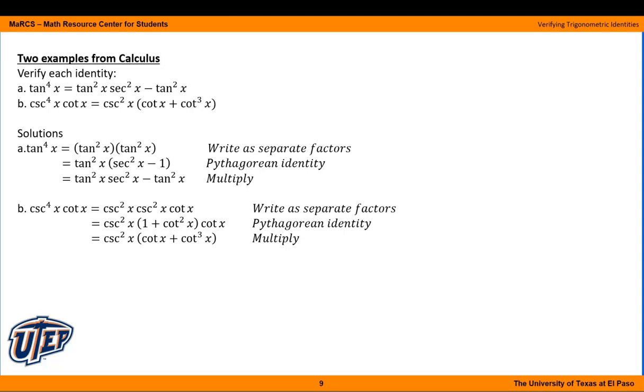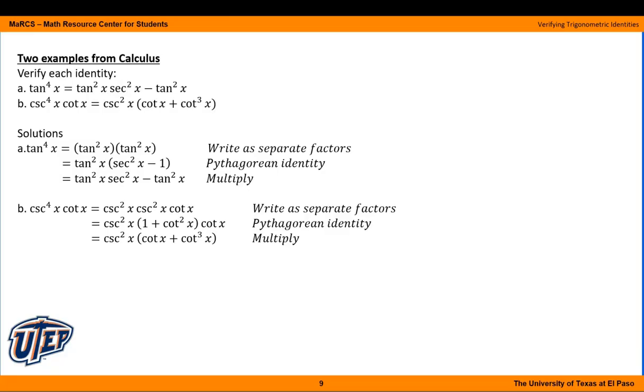Let's finish with 2 examples that frequently appear in calculus. In part A, we start with tangent to the 4th power. We factor it as tangent squared x times tangent squared x. Then we replace 1 factor of tangent squared x using the Pythagorean identity. Distributing the remaining tangent squared factor produces the desired expression.